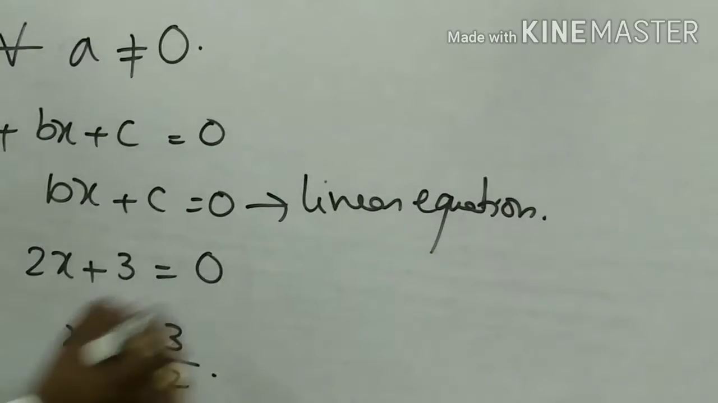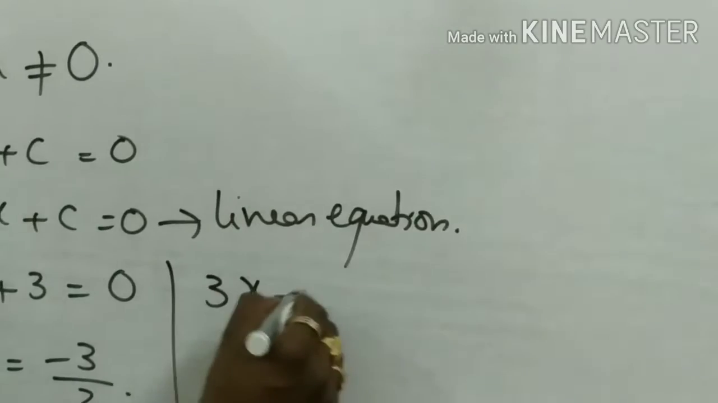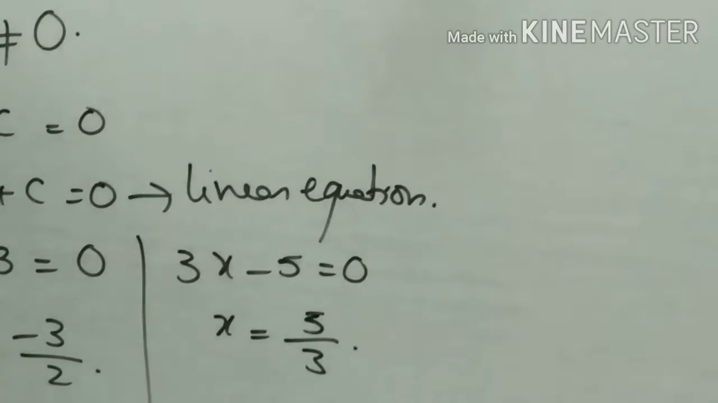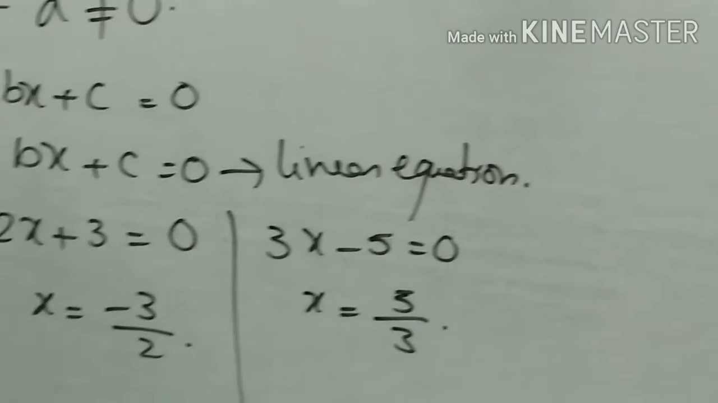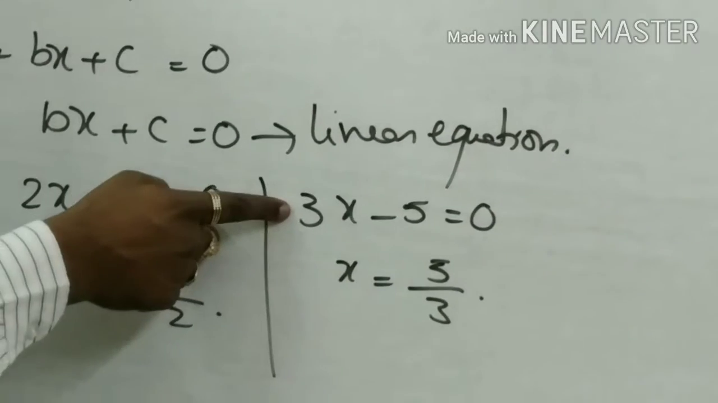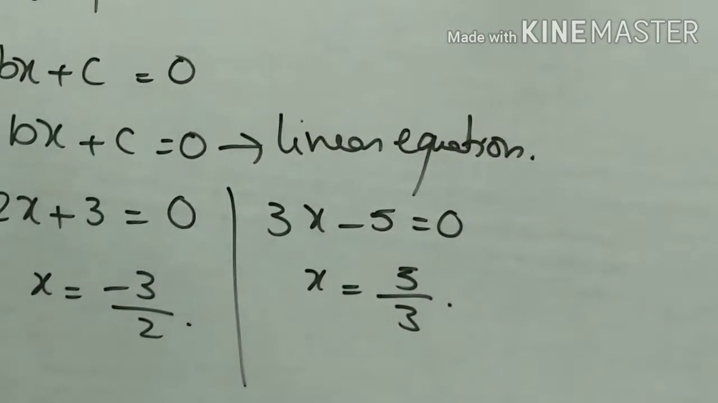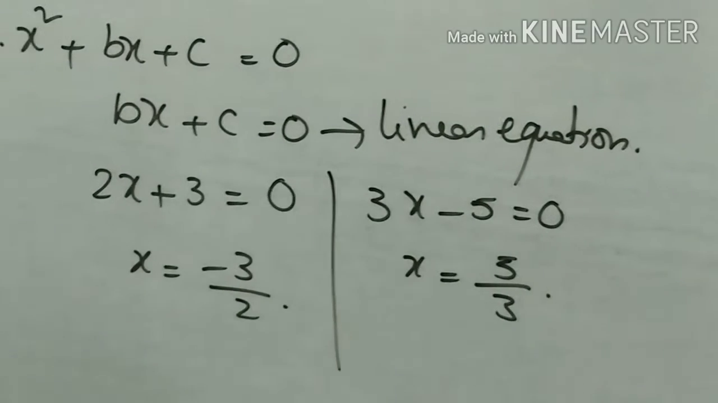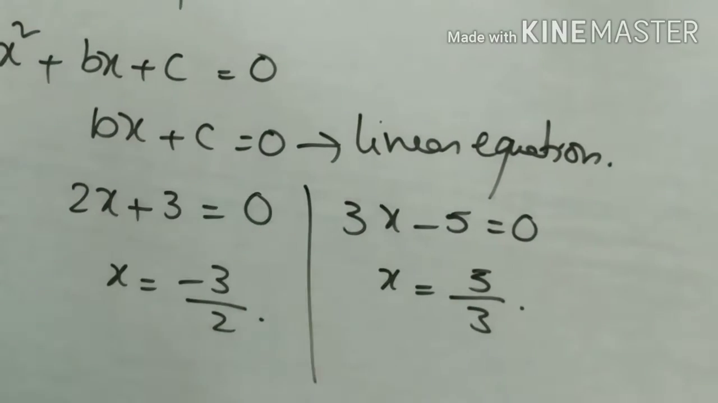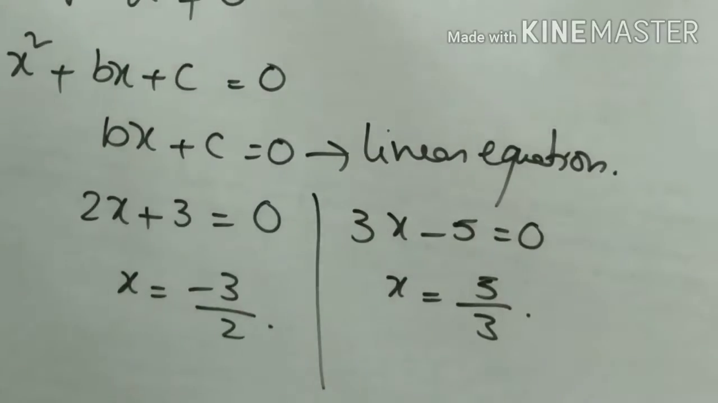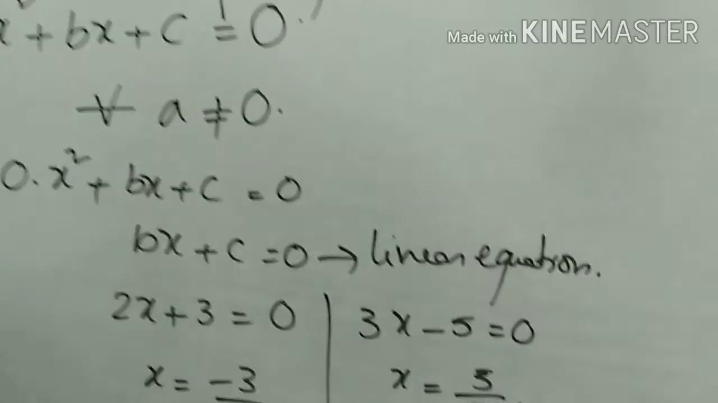Minus 3 by 2. Or else say 3x minus 5 equal to 0. What is the x value? 5 by 3. That means it's the zero of the polynomial, as you learned in polynomials. For a linear equation, the degree is 1. How many zeros will it have?